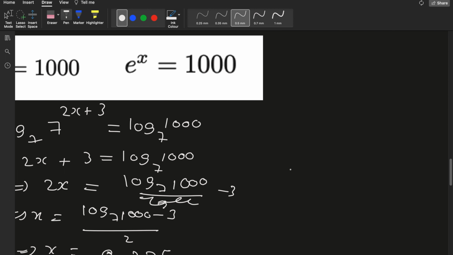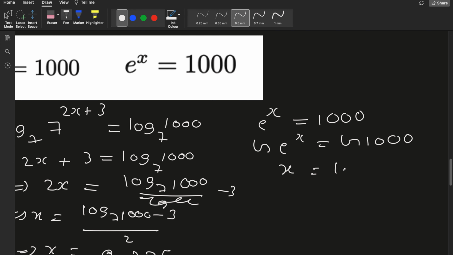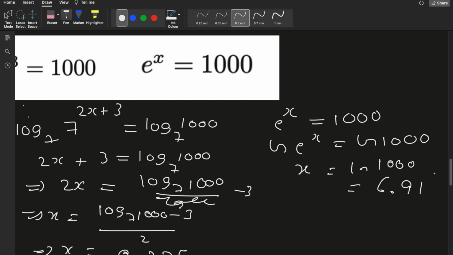Now let's solve the last equation. e to the power of x equals 1000. We just learned this. We have to apply the natural log to both sides. So ln e to the power of x, giving ln 1000. So x equals ln 1000, which is essentially 6.91 to 3 significant figures. So that's our answer.